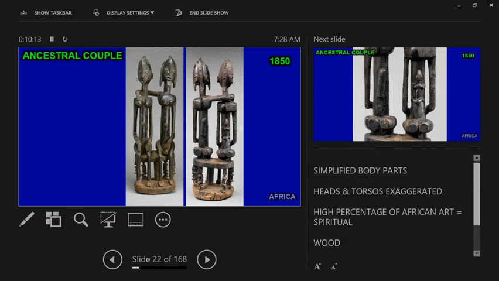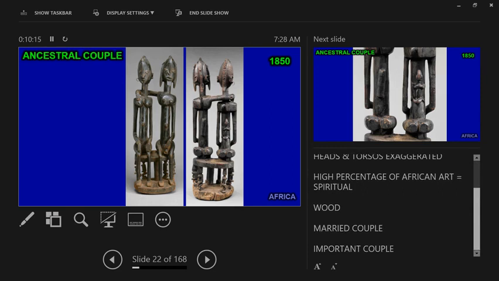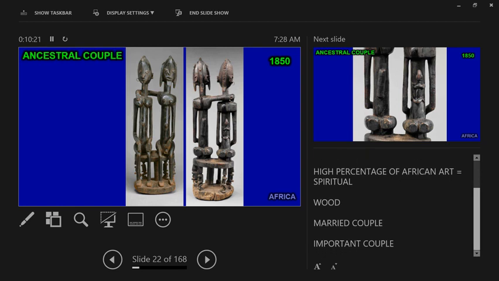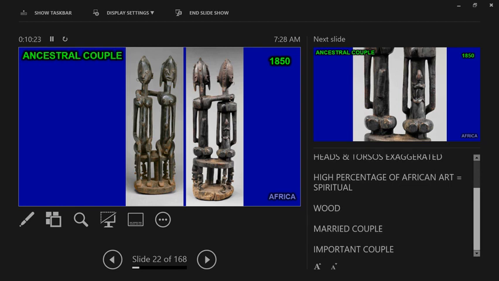The body parts are overly simplified and the heads and torsos are exaggerated. It's made out of wood. And because this has survived, it is believed that this is an important couple.